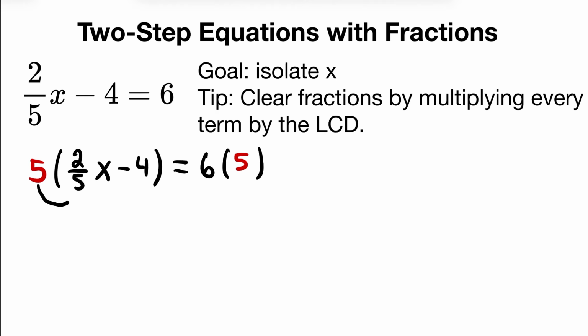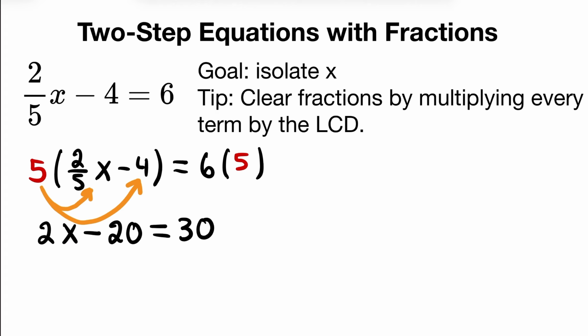Let me use a different color here. So 5 times 2/5 x and 5 times negative 4. I want you to see that the 5's cancel out, but we're left with 2x. So we'll write 2x here. That is 2x minus, 5 times 4 is 20, equals 6 times 5 is 30.